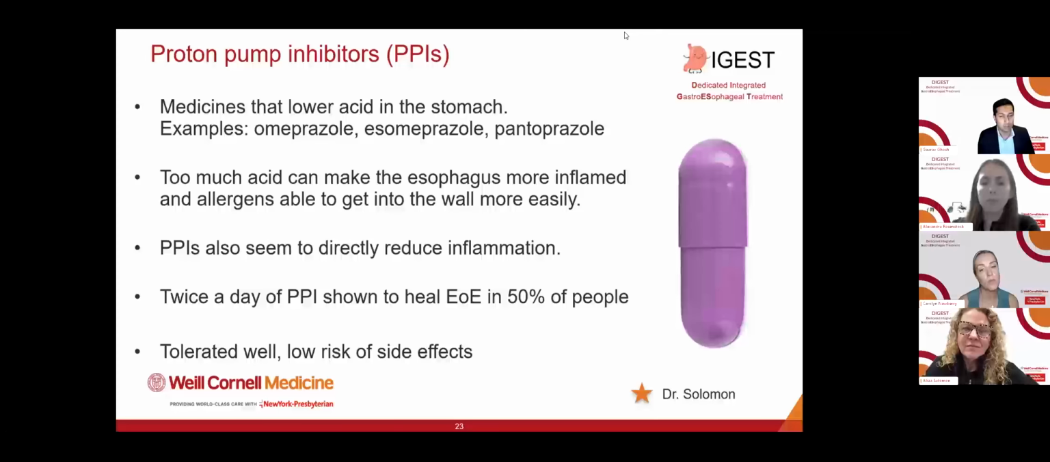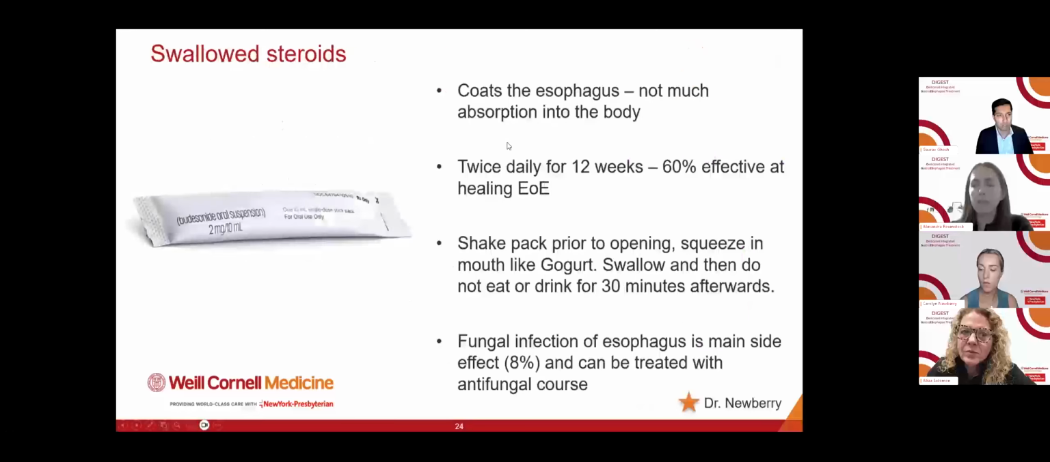All of these treatments are only as good as how often you're actually taking it and adhering to that regimen. She mentioned that taking PPI twice a day is going to heal about 50% of people. The studies show that if you're taking it only once a day, it may only be 20 to 30% of people who are getting into remission or control of their EoE. So next, we're going to talk about swallowed steroids. Dr. Newberry, can you talk to us about that?